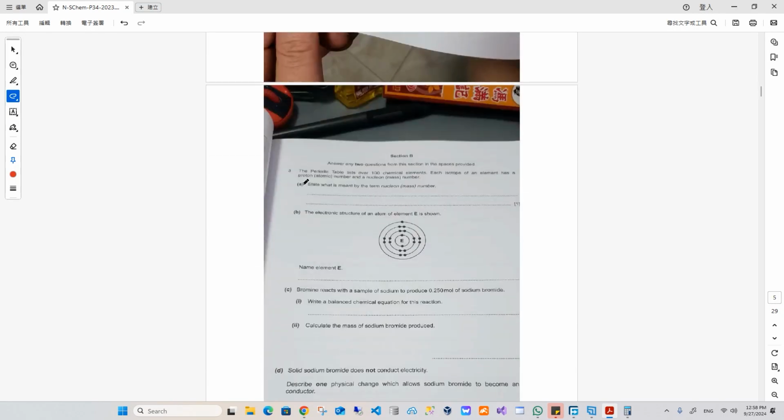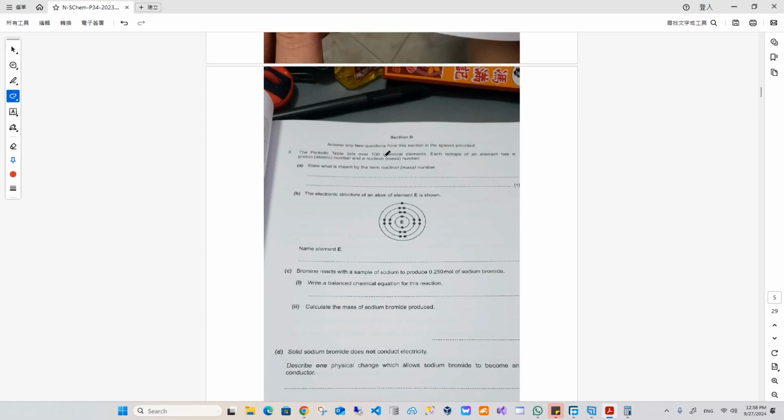The periodic table lists over 100 chemical elements. Each isotope of an element. What are isotopes? Isotopes are the same elements, meaning the same proton numbers, but they have different numbers of neutrons. So that's why the mass is different.